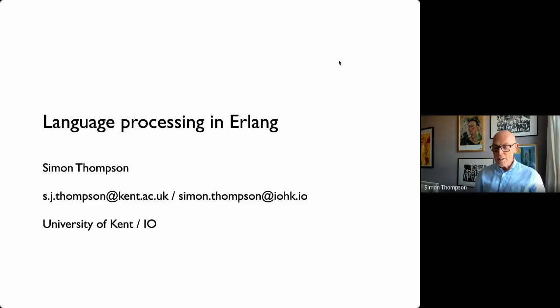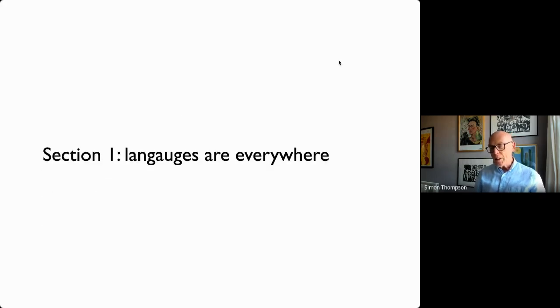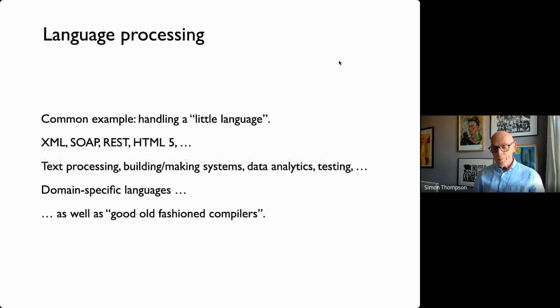So let me talk about languages, because it's something that almost everywhere in computer science, people often write some code that handles a little language. Adolfo mentioned that I've worked on Marlowe. Marlowe is a domain-specific language for describing financial contracts. So it's a small language which you can use just to describe one part of the world. But in looking, say, at the web world, there are languages like XML and SOAP and REST and HTML5, all of which describe interfaces or describe ways that text is set out.